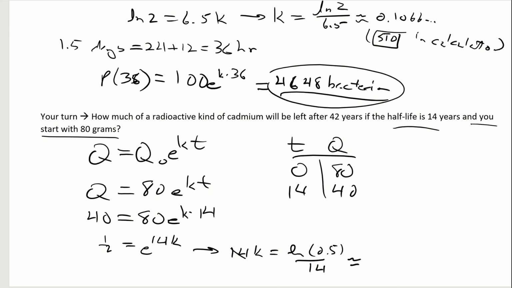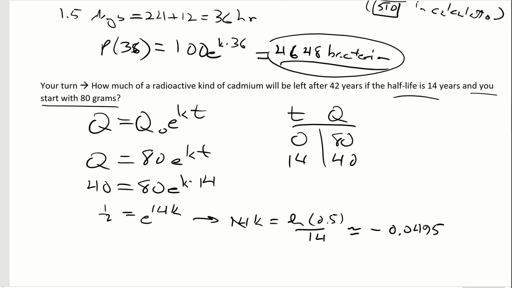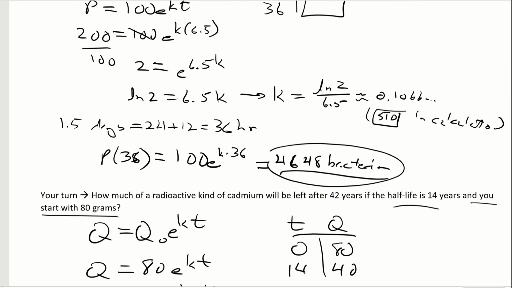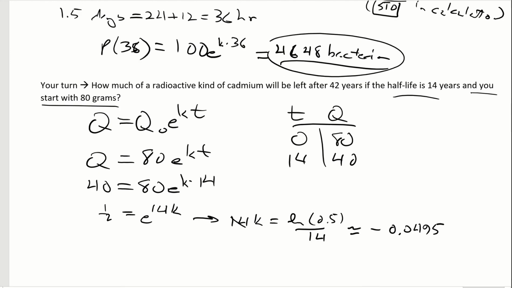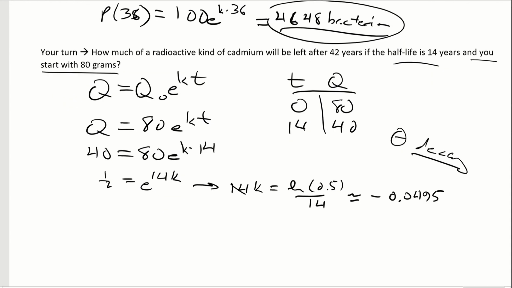And for that one, I can't find you. There you are. About negative 0.0495. That's just a number. Notice, though, this is the thing. Up here where you're growing, k is positive, isn't it? That means growth. Down here where you got a negative, that means decay. And the model's taking care of it for you.